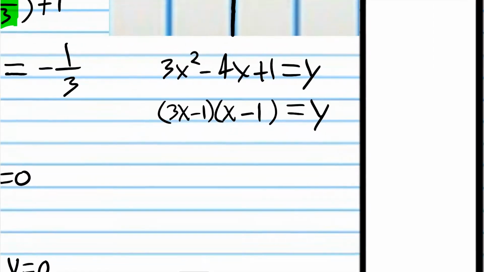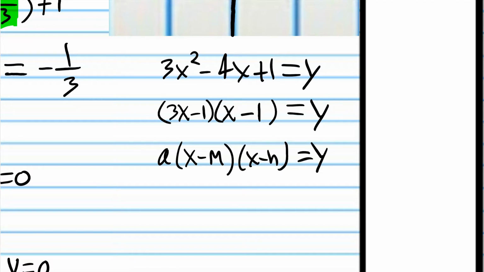Okay, and at this point you might say, oh, we're in intercept form. Well, actually we're not, because this number is here. Remember, intercept form is a times (x minus m) times (x minus n) equals y. There's no coefficient here on the x, you see. So we're technically not in intercept form. This number here is 1, but there's no number here. So what we have to do is factor out the 3.